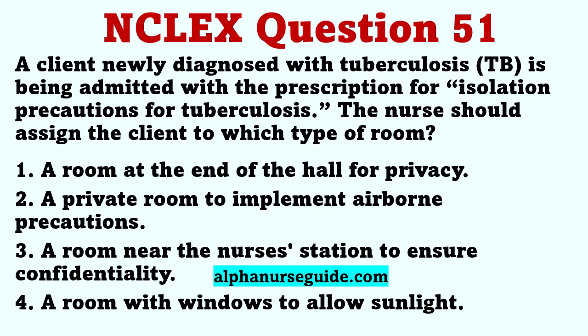The correct answer is 1. Implementing airborne precautions for possible TB requires a private room assignment. In addition to isolating the client by using a private room, engineering controls can help prevent the spread of TB. A room at the end of the hall will aid in controlling airflow direction and can prevent contamination of air in adjacent areas. Confidentiality is provided for every client, regardless of the client's room location. Sunlight is not a component of isolation precautions.